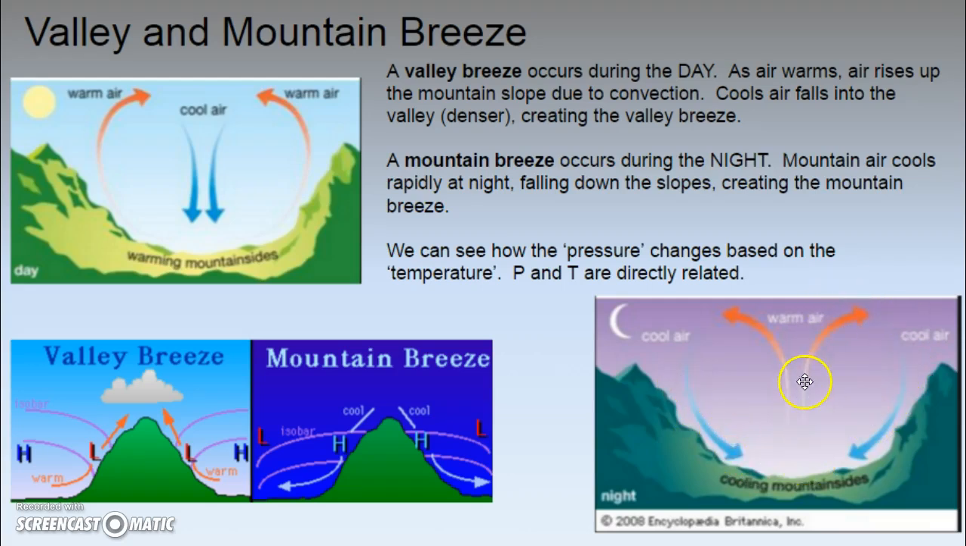Right? The warm air is still rising. We still have a convection cell. We still have low pressure here. It's going to be rising. We have higher pressure pushing the air back in to fill its place. So here's your valley breeze during the day. Here's your mountain breeze during the night. Just find your high and low pressures.